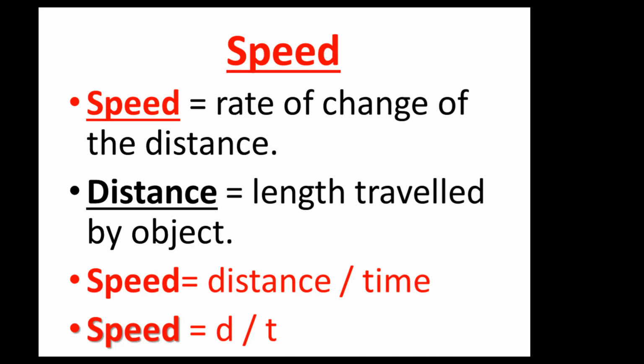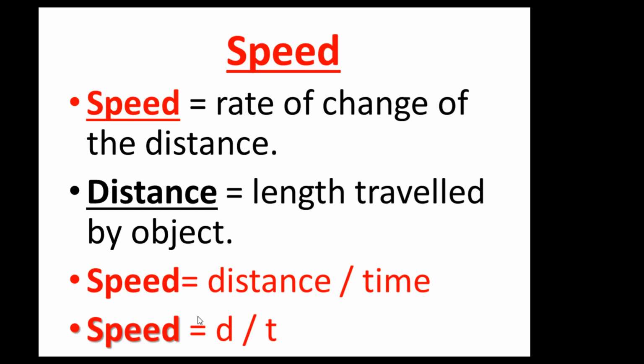What about distance over time? Rate of change of distance. What about distance over time? The physical quantity is called speed. Speed equals, by definition, the rate of change of distance. By equation, distance over time: d is the symbol of distance, t is the symbol of time. Speed equals distance over time.